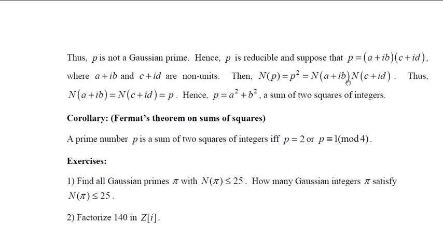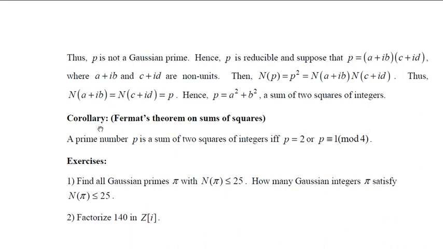So if they are not equal to 1, we are left with two options. This is P and this is also P. It cannot be any of them. If this is 1, then this is P square, but that is not true. If this is P square, then this has to be 1. That is also not true. So we are left with only: if this is P, then this also is P. So n of A plus iB equal to P implies P equals A square plus B square, which is the sum of two squares of integers. And this completes the proof.